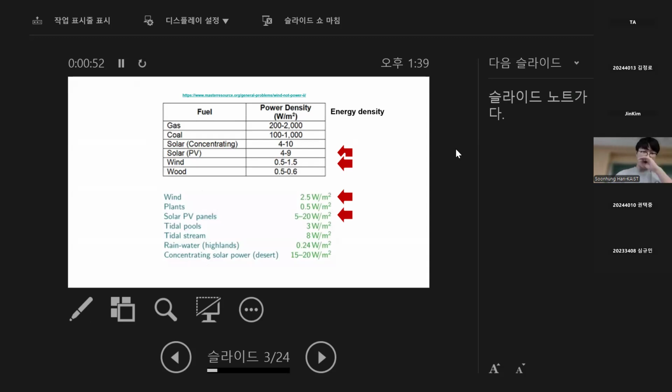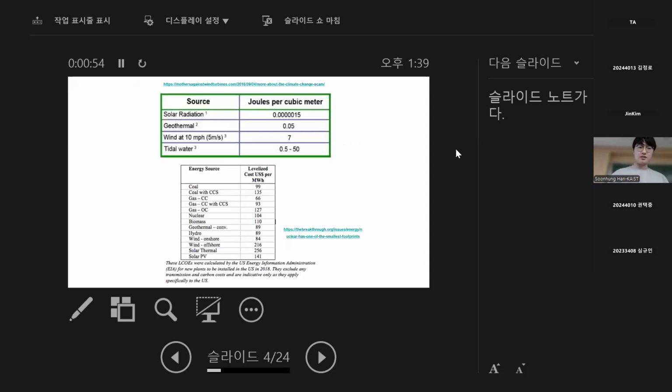But this table is about joules per cubic meter for the power sources, and solar radiation is very low. But geothermal energy, wind, and tidal energies have higher power.